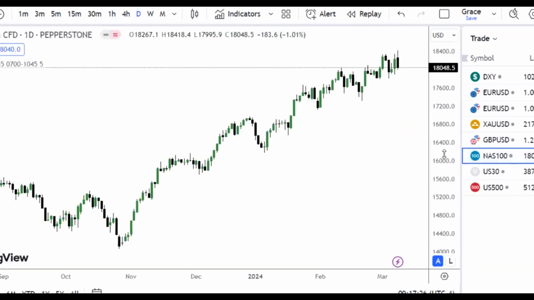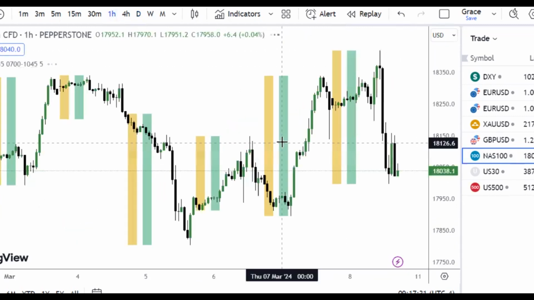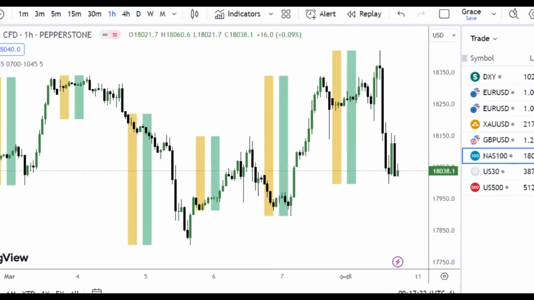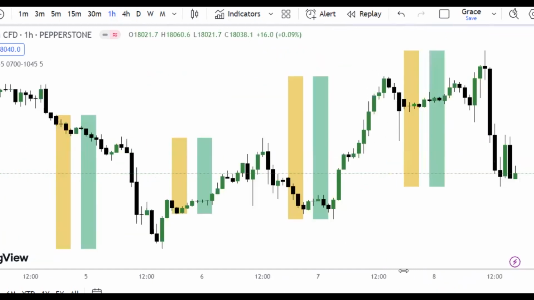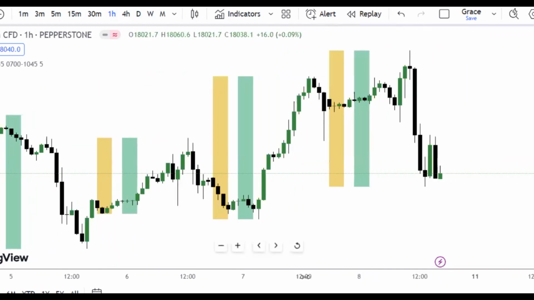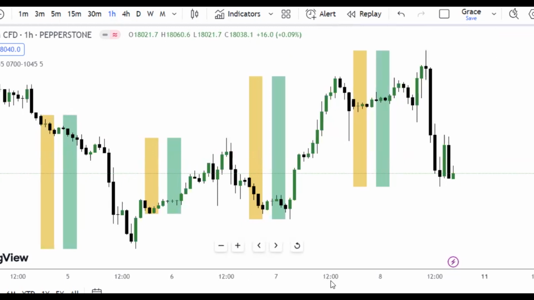NAS 100 buy, we are buying. Of course, this is a very good transaction. Price is now in the discount zone. So if I was to trade, because I'm not going to trade NAS 100 tomorrow, I only trade NAS 100 and all these indices from Wednesday, Thursday, Friday. I don't trade them Monday, Tuesday, okay?